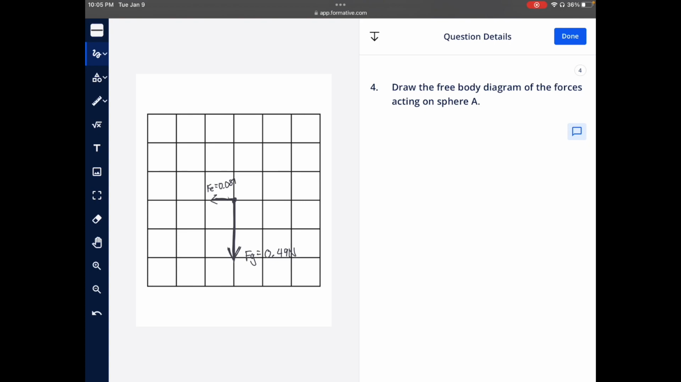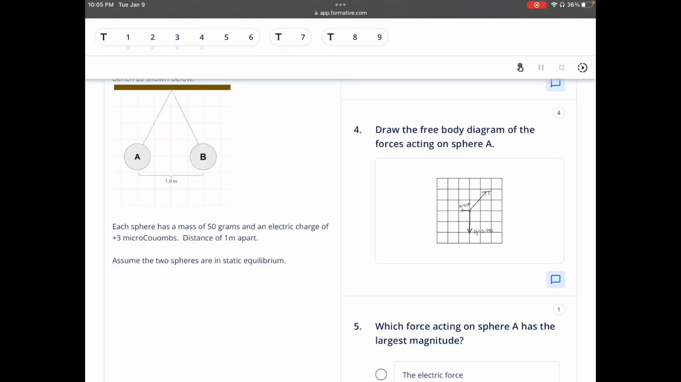These vectors point away from the central dot, and I know this is an equilibrium, so there's got to be a tension force up here. This follows the string, pulling up and to the right. You don't need to draw the forces on sphere B. A free body diagram just deals with the forces on one object. So all the way from Unit 1, be able to draw a free body diagram.